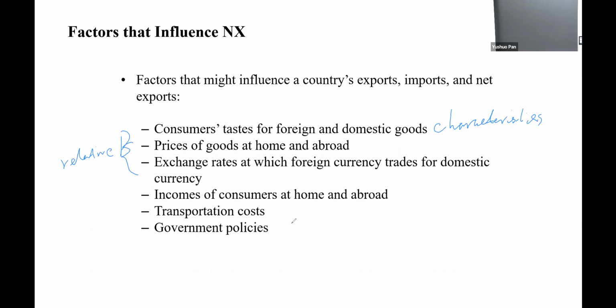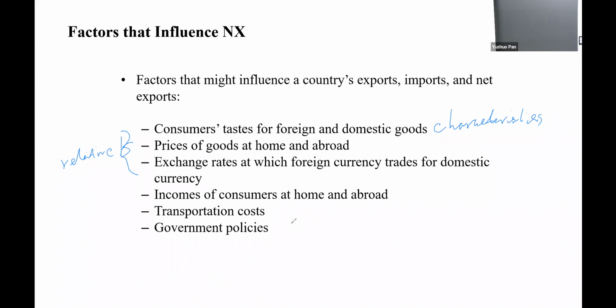Incomes of consumers at home and abroad. This usually means income. Richer countries prefer to buy more quantity of stuff, right? And usually prices are cheaper in poor countries, which means rich countries usually have more imports than poor countries, and poor countries prefer to export their stuff to richer countries. So income is usually one determinant of net exports.